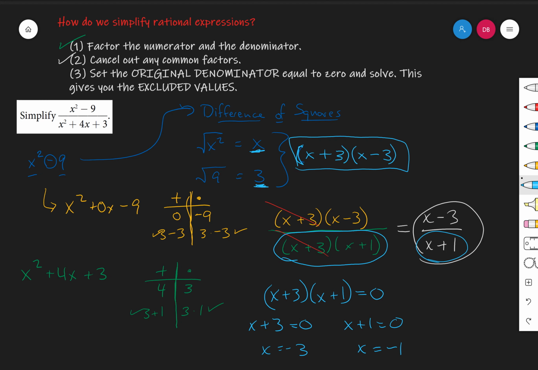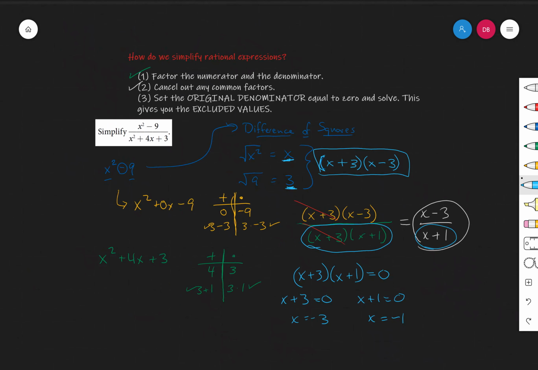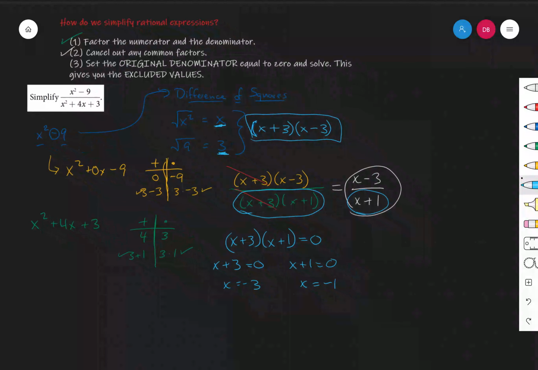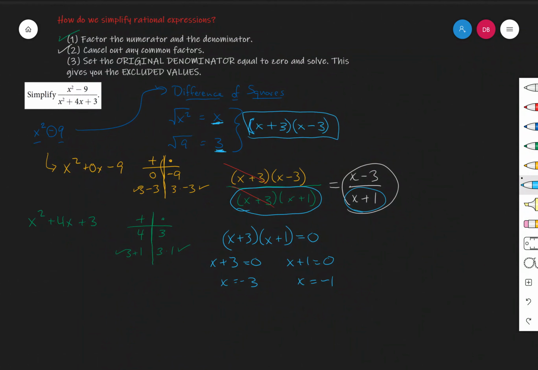So then zoom out a little bit, then our final answer is x minus 3 over x plus 1, where x cannot equal negative 3 or negative 1, which are our excluded values.